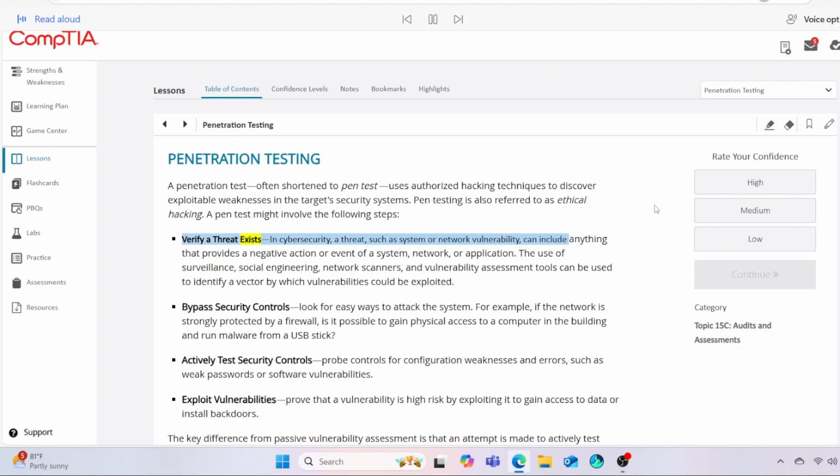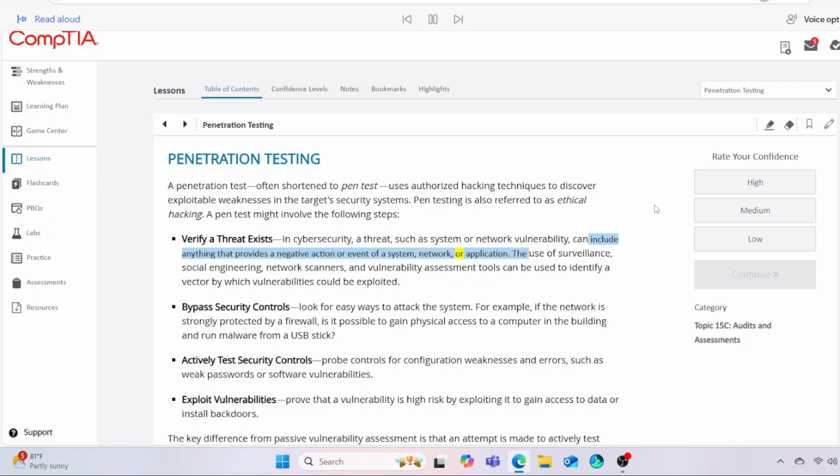Verify a threat exists. In cybersecurity, a threat, such as a system or network vulnerability, can include anything that provides a negative action or event of a system, network, or application. The use of surveillance, social engineering, network scanners, and vulnerability assessment tools can be used to identify a vector by which vulnerabilities could be exploited.